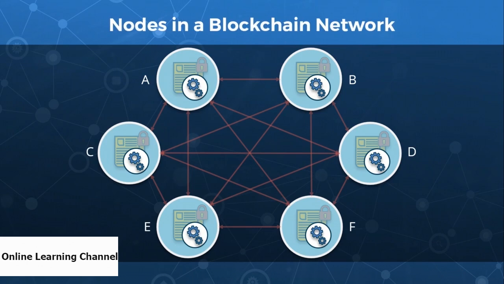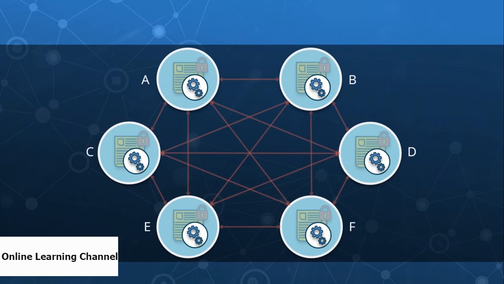So a blockchain network is essentially an implementation of a distributed ledger where you have a number of different nodes which maintain the blockchain, and they need to be in constant communication with each other to ensure the consistency of that blockchain.